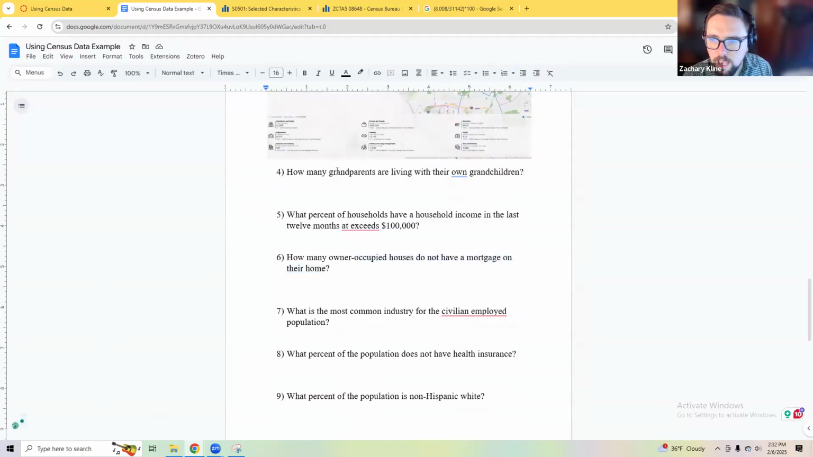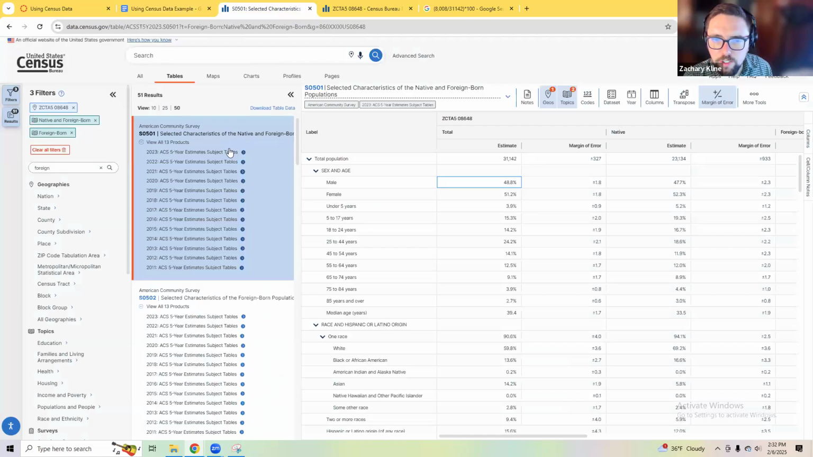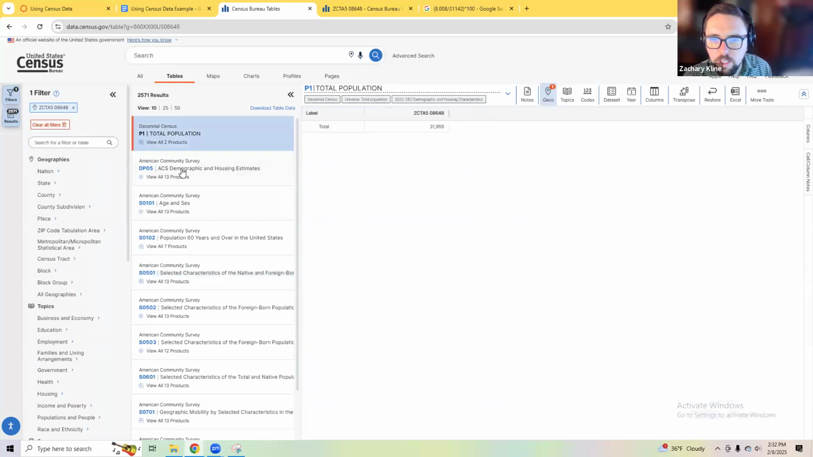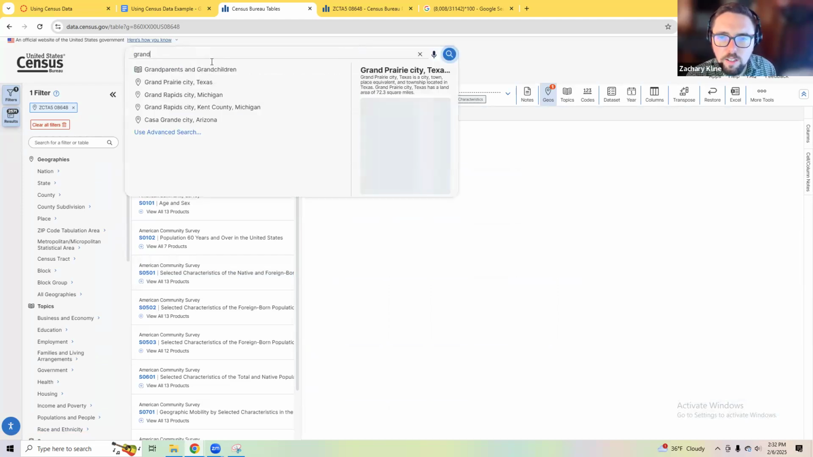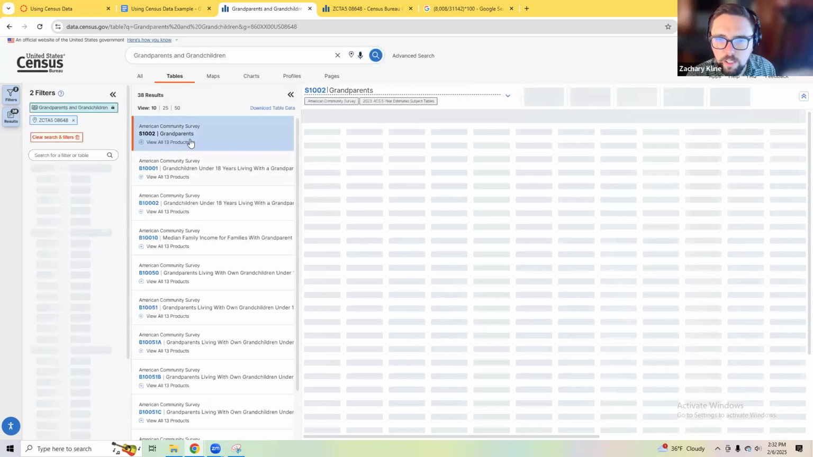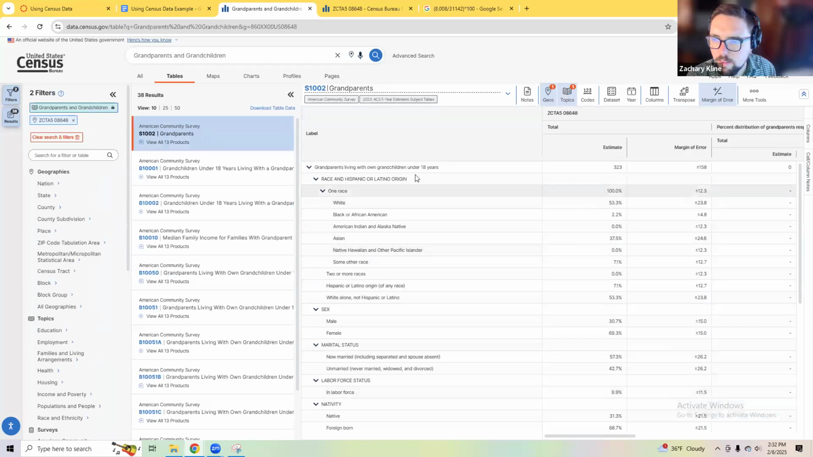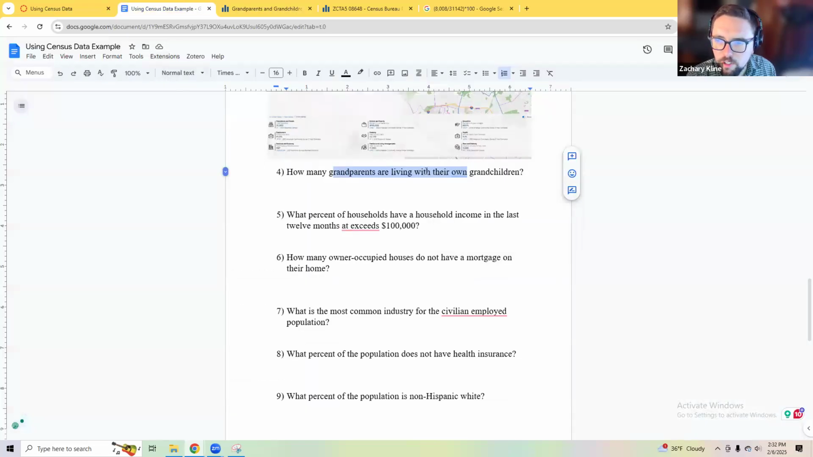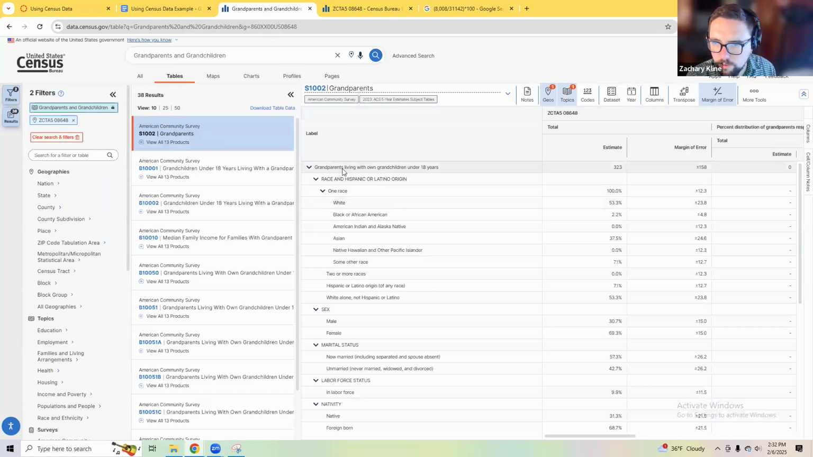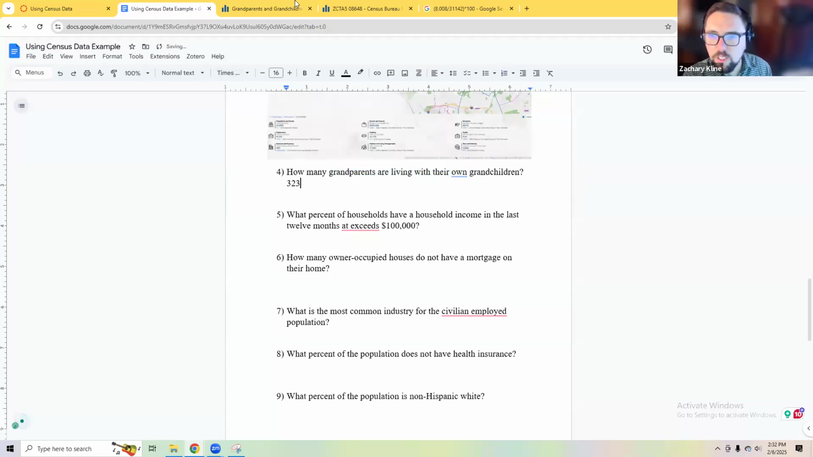How many grandparents are living with their own grandchildren? Okay, so let's see if we can find it on this. We want to get rid of these topics here on the search bar. We want to find grandparents. Maybe, look, there's a topic for grandparents, grandchildren. Look, there's a whole section on grandparents. So how many grandparents are living with their own grandchildren? You want grandparents living with their own grandchildren under 18. We're still in the right zip code. There are 323 grandparents who are living with their own grandchildren. So 3, 2, 3.